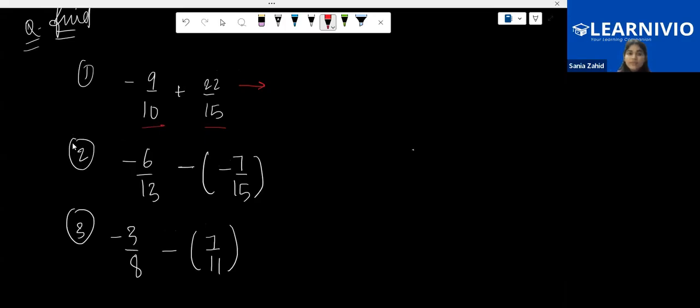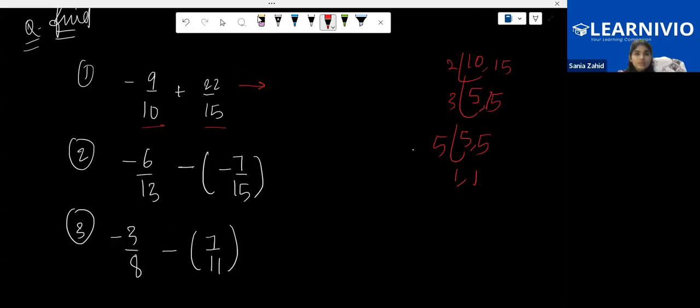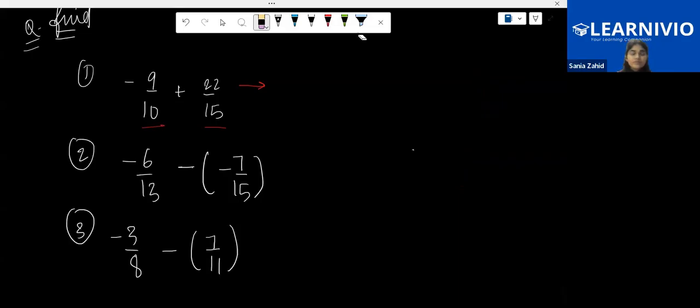LCM is 30. How do you calculate the LCM? Like this, 10, comma 15 you write, then you keep on dividing. It is 2 into 3 into 5. 2 into 3 is 6. 6 into 5 is 30. Okay? So 30 is the LCM. So minus 9 by 10 will become minus 27 by 30. And 22 by 15 becomes 44 by 30.